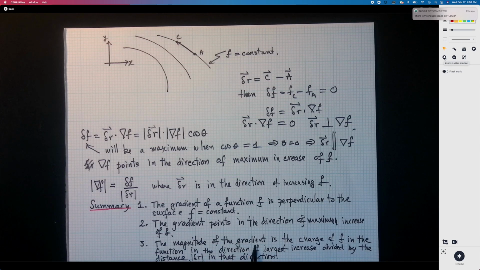So the magnitude of the gradient is equal to the change in f in the direction of largest increase divided by the distance delta r in that direction. So it looks just like a regular derivative, provided we pick a direction when we do the derivative in which f increases rapidly. So the gradient is a generalization to multivariate functions of the derivative that we know from regular calculus.